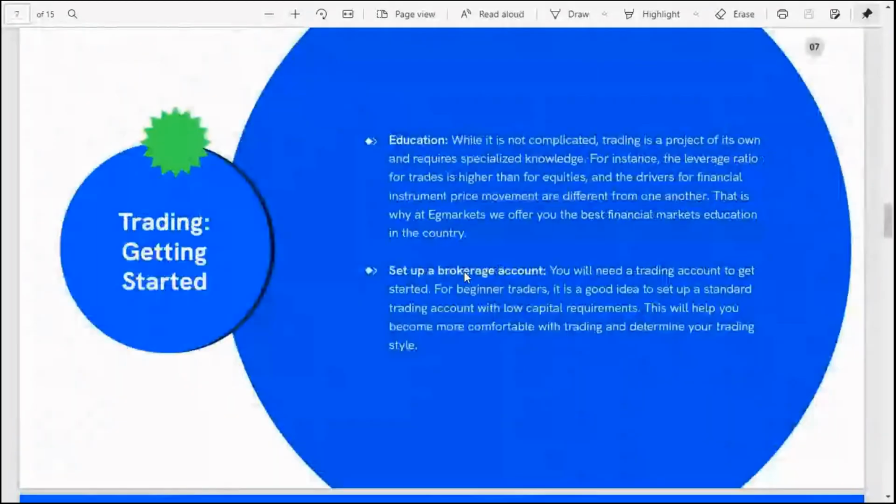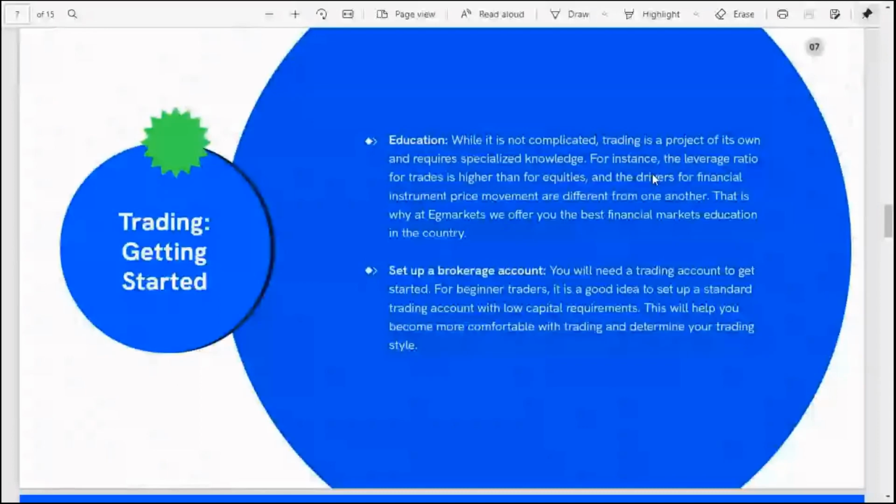Getting started trading the global financial markets. You see, education comes first. It's very, very important you get enlightened about what you want to venture into.